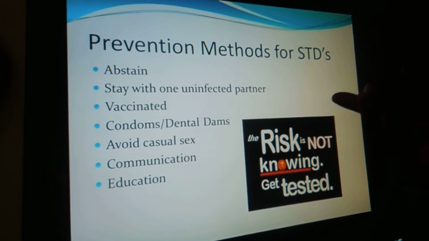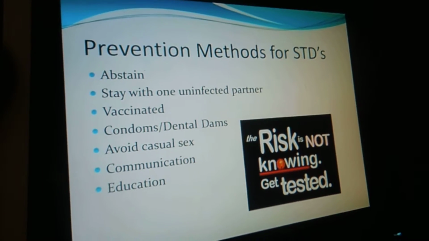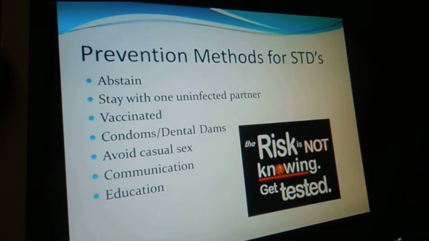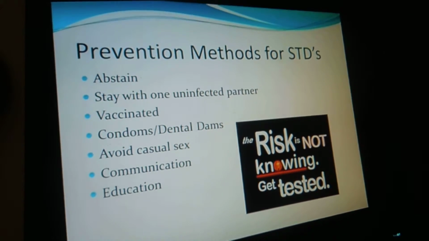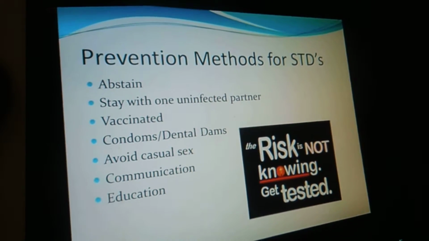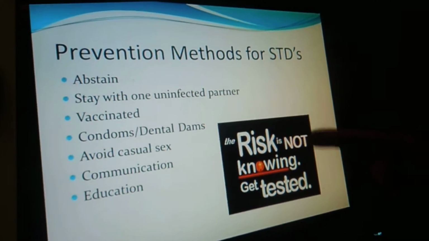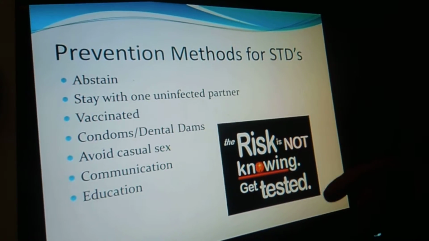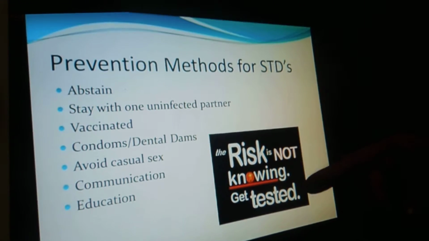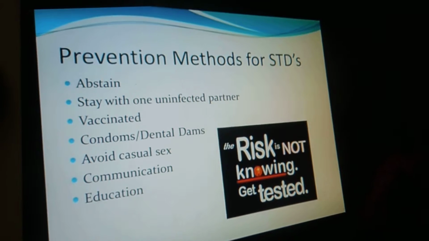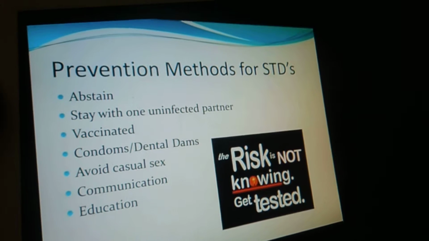Prevention methods for STDs. Here we would talk about the different types of methods for prevention, and those are: abstain, stay with one uninfected partner, get vaccinated, the use of condoms, dental dams, avoid casual sex, and communication. That would be involving your sexual partner.